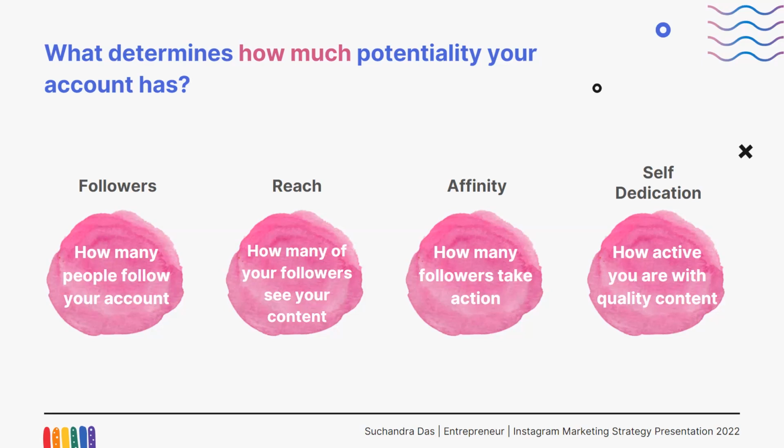Last is self-dedication. How active you are with your quality content. This point actually has two points clubbed together: one is quality, and the second is consistency. In social media, consistency is everything. For Instagram, quality and consistency. Try to create content with a clear picture, clear video, and clear voice, and be consistent. Not that today I'll post something and then next month I'll post another. That's not going to work. You have to be consistent.